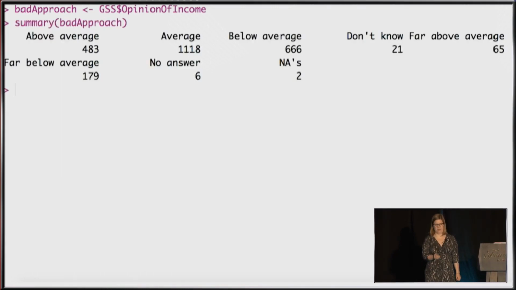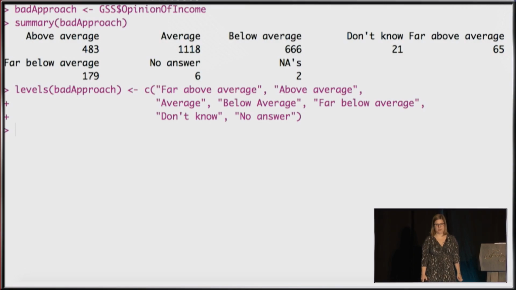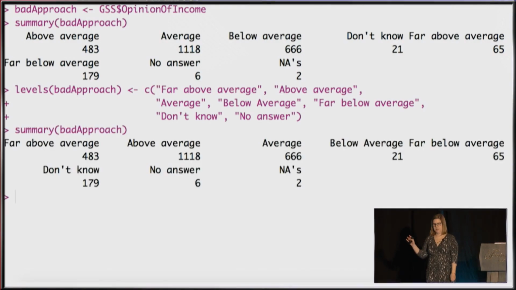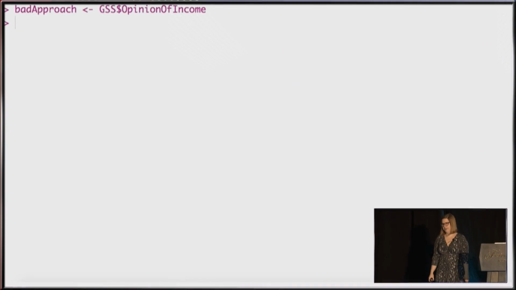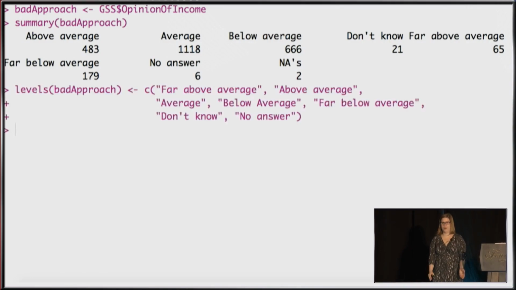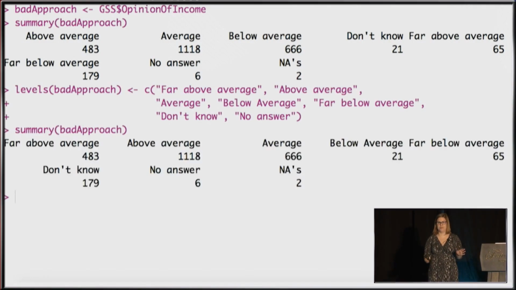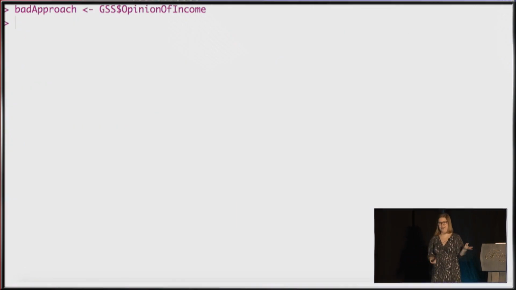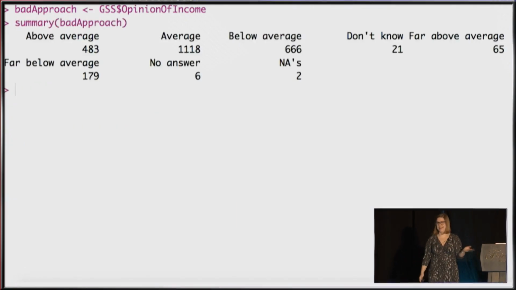Watch average: about 1,000 observations, and now average, 666. Okay? Because I'm overwriting the levels outside of the factor command, I've now broken the relationship between my levels and labels, and all of my data is now invalid. And again, it's not going to give you an error or a warning.